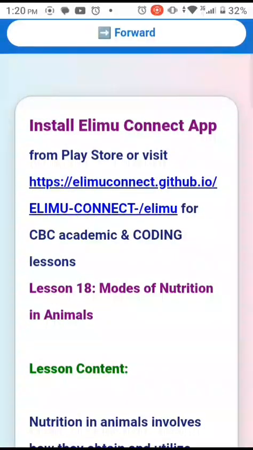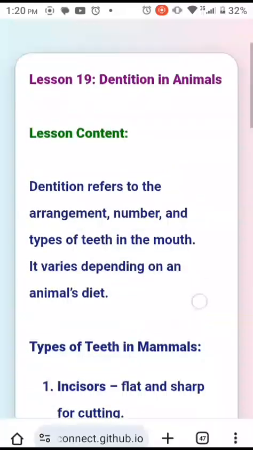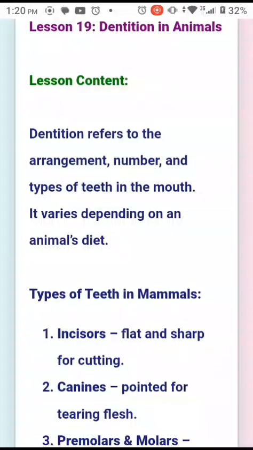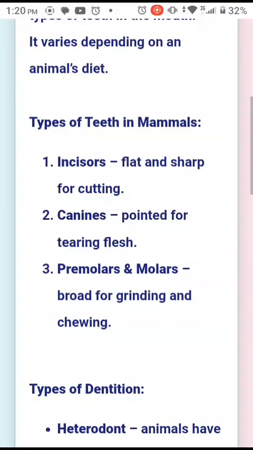Lesson 19. Dentition in animals. Lesson content. Dentition refers to the arrangement, number, and types of teeth in the mouth. It varies depending on an animal's diet. Types of teeth in mammals.